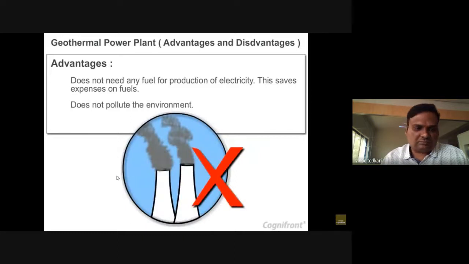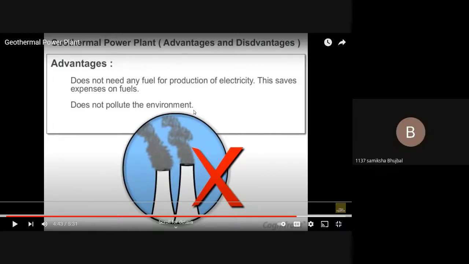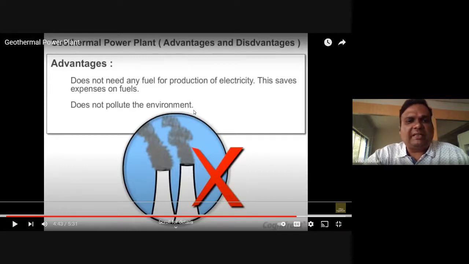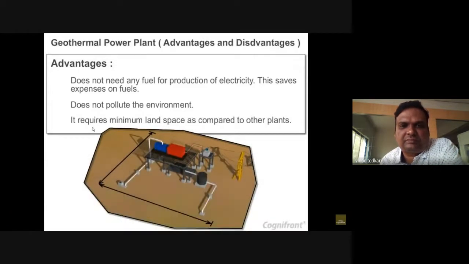Geothermal plant does not pollute the environment. See, this is common to all renewable power plants. They do not pollute the environment. Do you agree with me? Yes, sir. All of them are eco-friendly. Take example of a solar power plant, wind power plant, hydroelectric power plant, right? Just now we have seen geothermal power plant, right? They are eco-friendly. It requires minimum land space compared to the other plants.